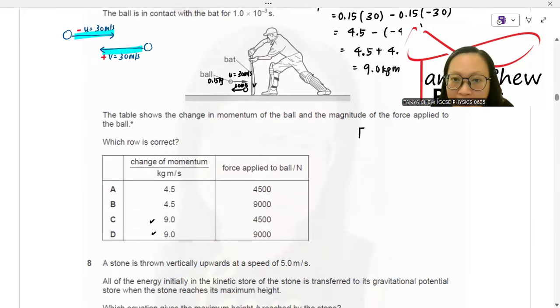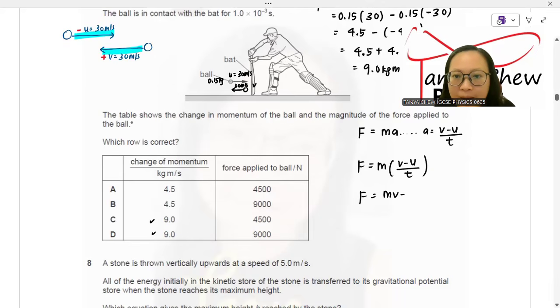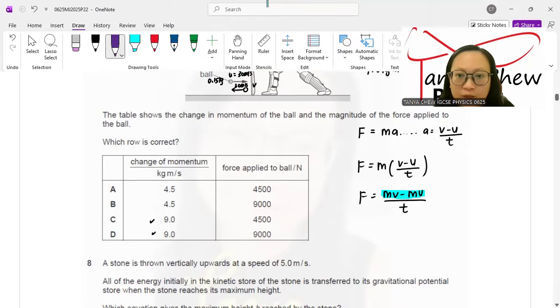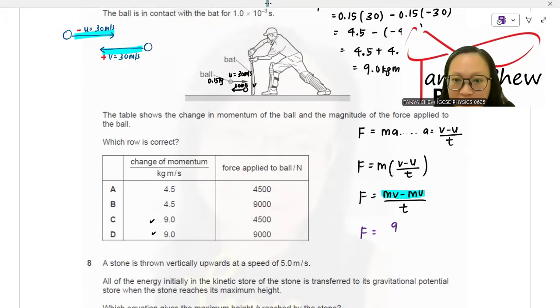What about the force applied? F is equal to ma. But I am not going to find the a. You see, a is equal to v minus u over t. Still remember that? Now sub in the equation, you have m times (v minus u) over t, which is mv minus mu over t. Could you see that mv minus mu is the change in momentum that we have just calculated? So you don't have to do it twice, just put 9 divided by the time, 1 times 10 to the power negative 3, and you shall end up getting 9,000 newtons as your force. D is the answer.